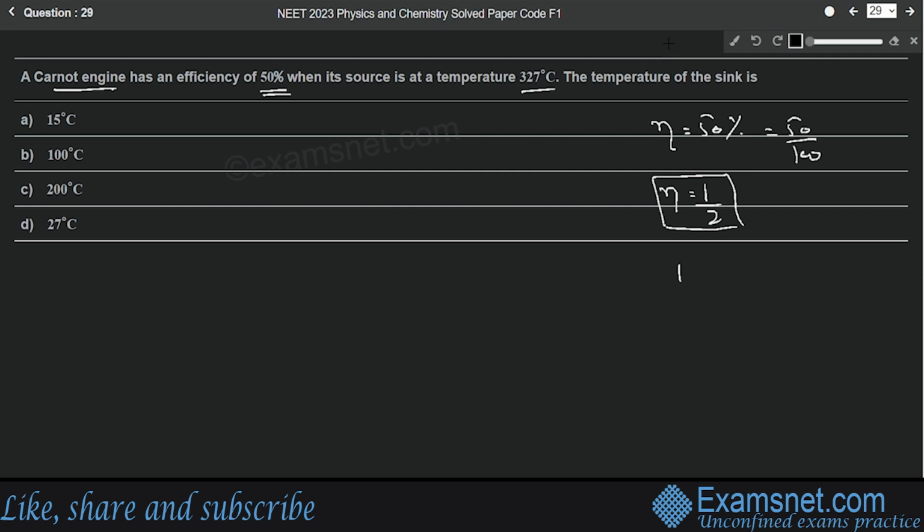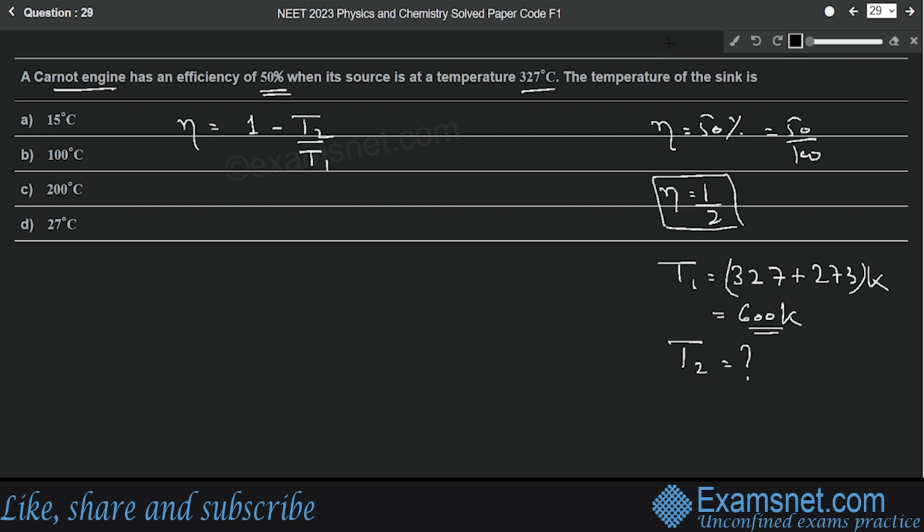Now temperature of the source, that is T1, is given as 327 degrees Celsius. So in Kelvin it will be 327 plus 273 Kelvin. Okay. So it is 600 Kelvin. T1 is 600 Kelvin and we have to find out the temperature of the sink, that is T2. Okay. What is the formula for efficiency of Carnot engine? It is 1 minus T2 by T1, where T2 is the temperature of the sink and T1 is the temperature at the source. Okay. So let's put the values. Efficiency is given as half and this side we have 1 minus T2 by T1. So T2 is unknown, T1 is 600 Kelvin.